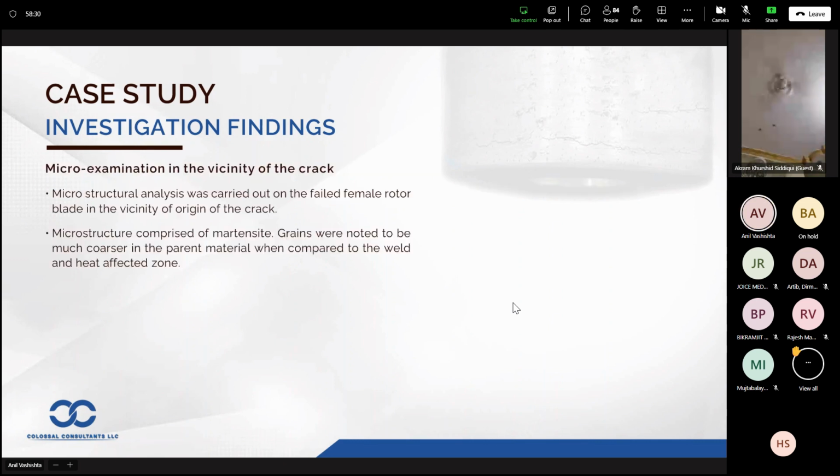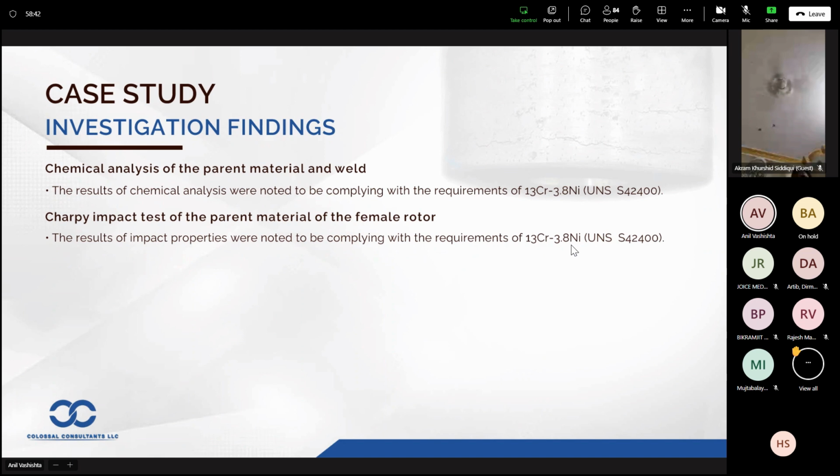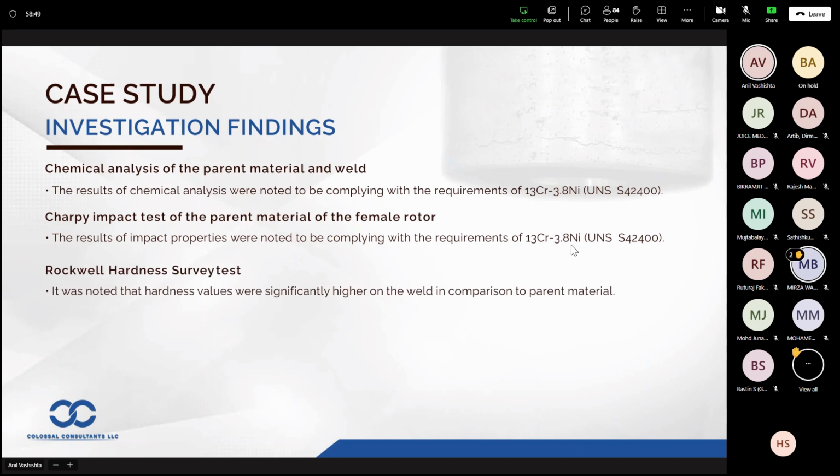The microstructure was comprised of martensite. Grains were noted to be much coarser in the parent material when compared to the weld and heat affected zone. Chemical analysis was compliant to the specifications. Charpy impact values were noted to be compliant to the specifications. Hardness was noted to be significantly higher on the weld in comparison to the parent material.